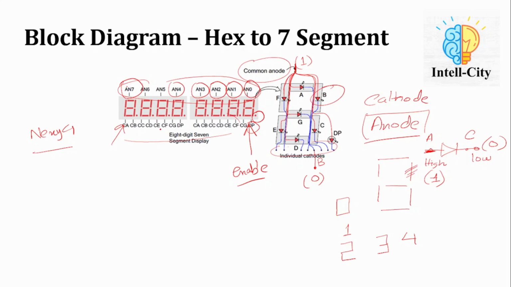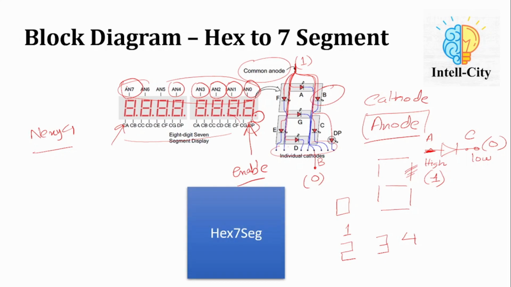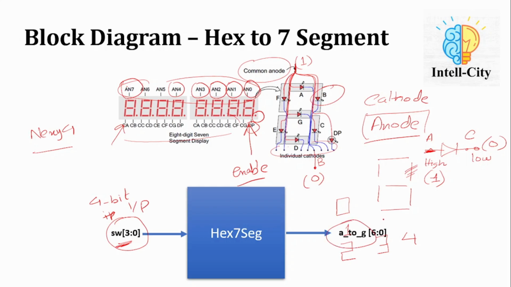Okay, so in our case, we are going to design a decoder whose input will be connected to switches of the FPGA board. So we have 4-bit input. And the output is called A to G, and it is 7-bit output, going from 0 to 6. So the 7 bits will be connected to these 7 segments, the A, B, C, D, E, F, and G points.